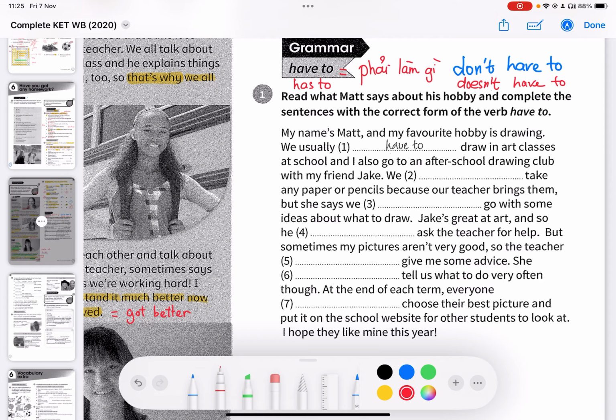Now, let's read the instruction with me. Number 1. Okay, exercise 1 here. Read what Matt says about his hobby and complete the sentences with the correct form of the verb have to.